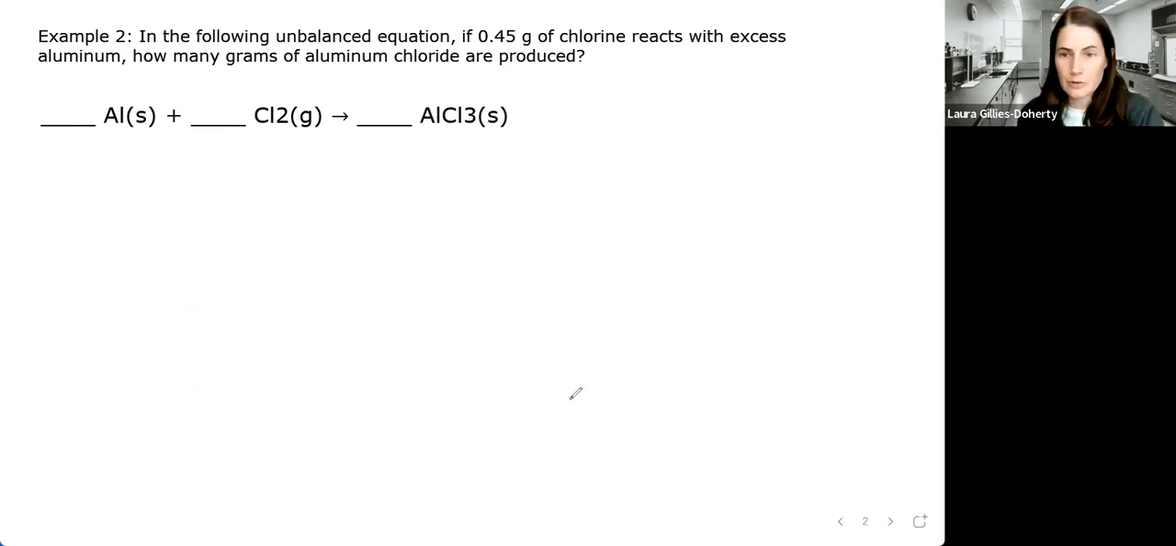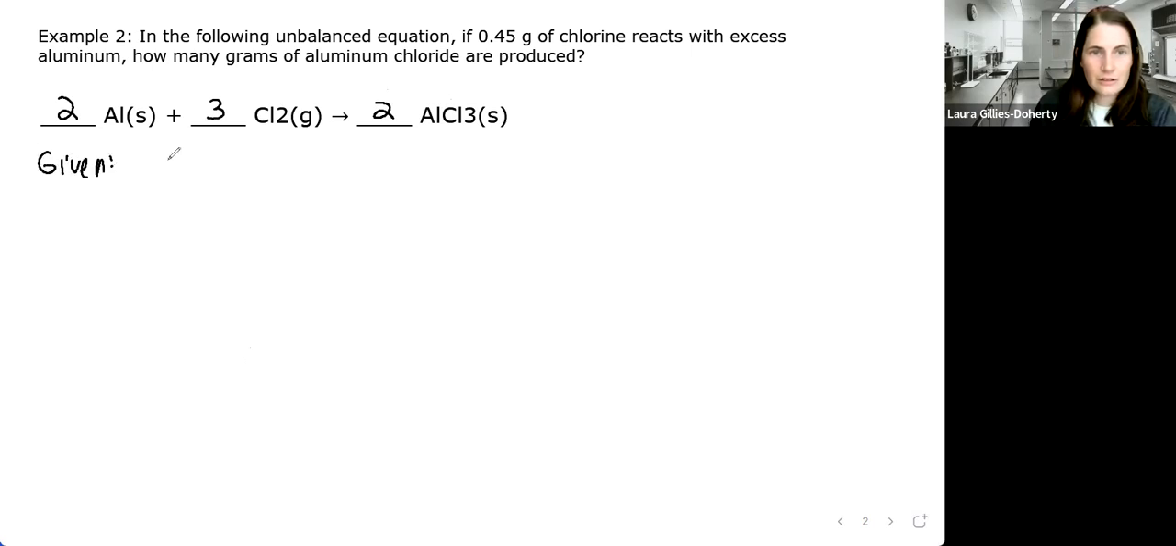So first step is you always want to balance the chemical equation. So I've got 2 chlorides on the reactant side and 3 on the product side. So the common factor between 2 and 3 is 6. So I'm going to turn both of those into 6s. So I'm going to put a 2 here and a 3 here. Now I have 6 chlorides on both sides of the equation. And I have 2 aluminums on the product side, so I need to put a 2 in front of this aluminum here. So now I have a balanced chemical equation. We can start doing the stoichiometry.